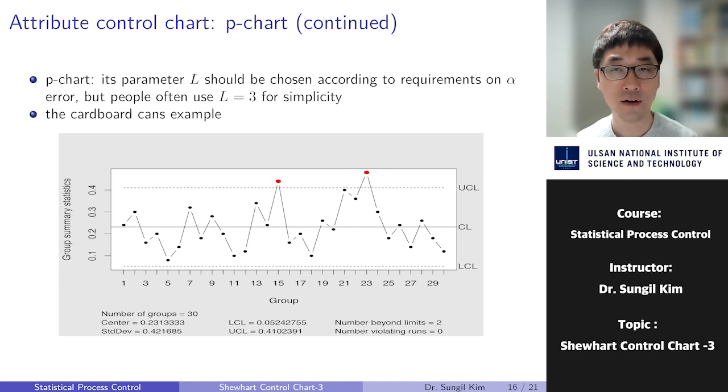This figure shows the P chart of the cardboard cans example for the case where L equals 3 in the formula. We see there are 2 out of control samples, at the 15th and 23rd samples.